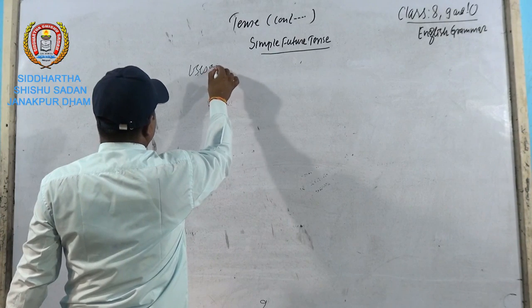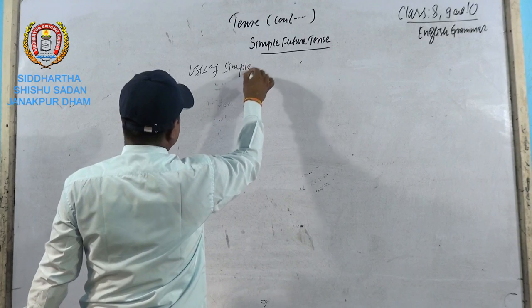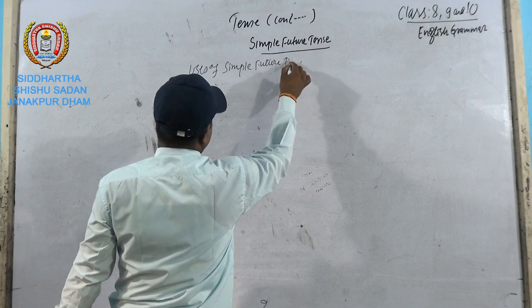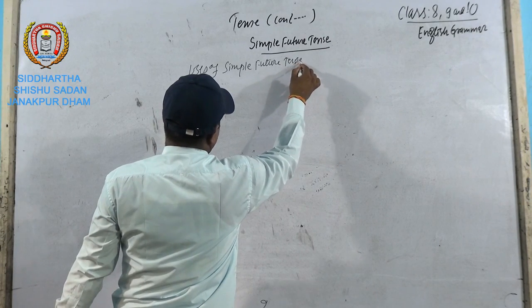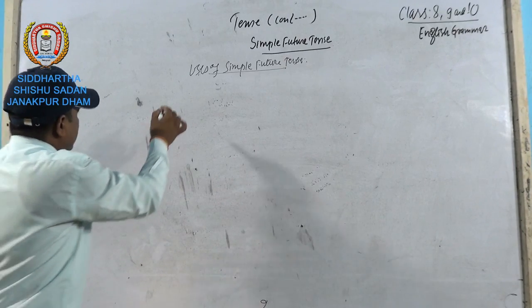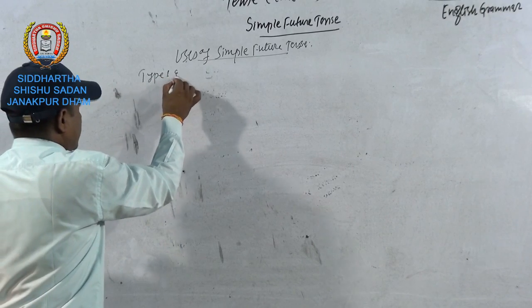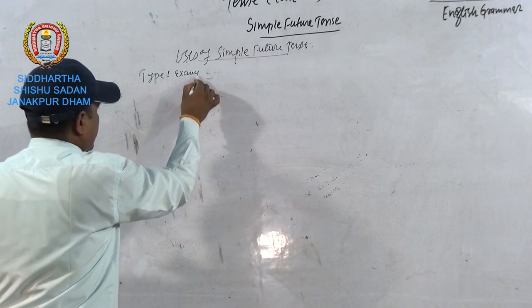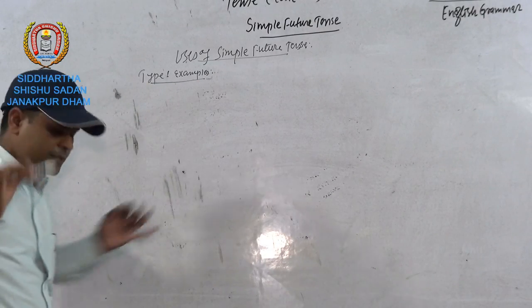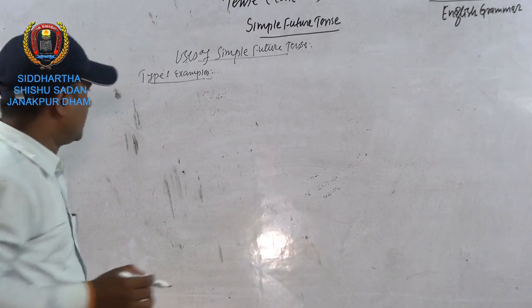Uses of simple future tense. See its uses now. First, type 1 examples. Let's see type 1 examples first. My dear students, we'll show the examples first and then conclude.